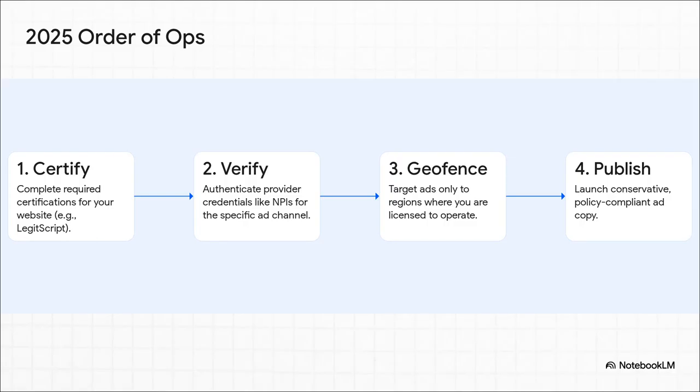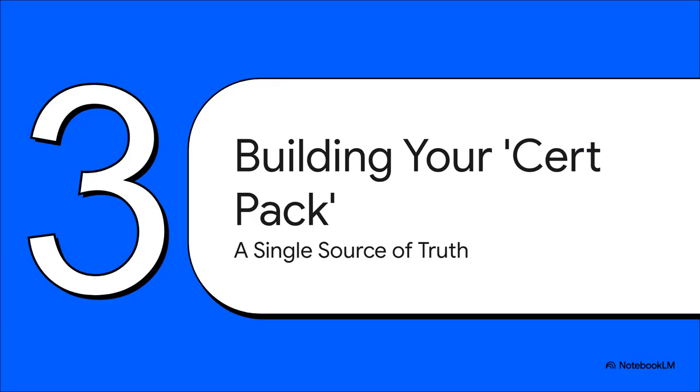So how does that philosophy actually look in practice? Well, it turns into this really clear four-step order of operations for 2025. And if you follow these steps in this exact sequence, the whole approval process stops being a guessing game and becomes, well, almost boringly predictable. You certify, then you verify, then you geofence your ads so they only show up where you're licensed, and only at the very end do you publish some simple, policy-friendly ad copy. That's the recipe.